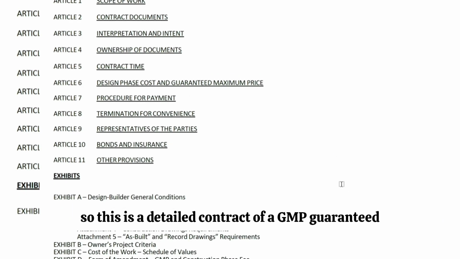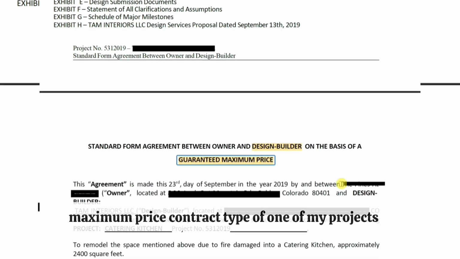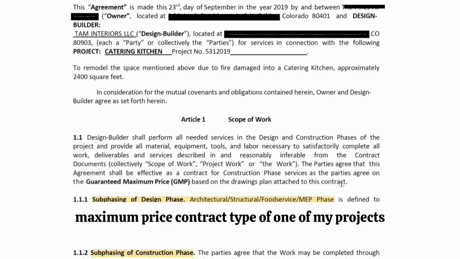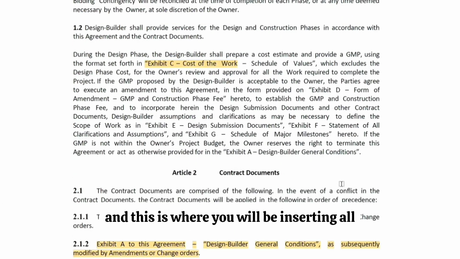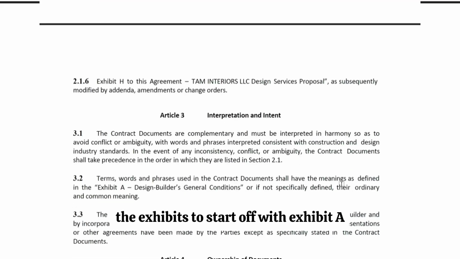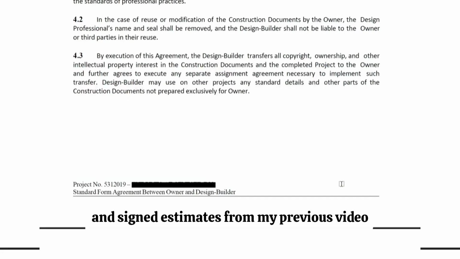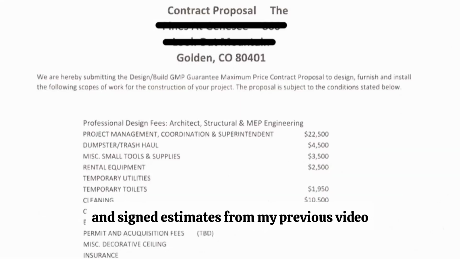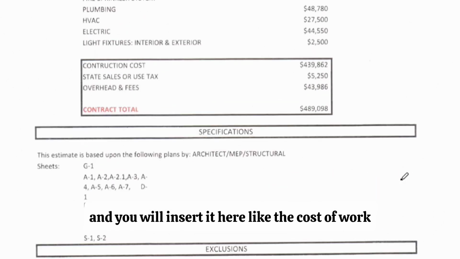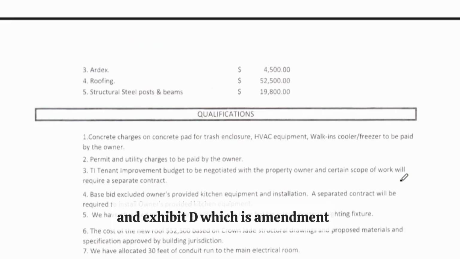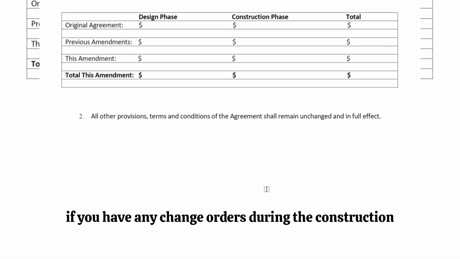So this is a detailed contract of a GMP, guaranteed maximum price, contract type from one of my projects. And this is where you will be inserting all the exhibits. To start off with Exhibit A, which is the approved and signed estimate from my previous video, you will insert it here, along with the cost of work, the schedule of values, and Exhibit D, which is the amendment if you have any change orders during the construction.